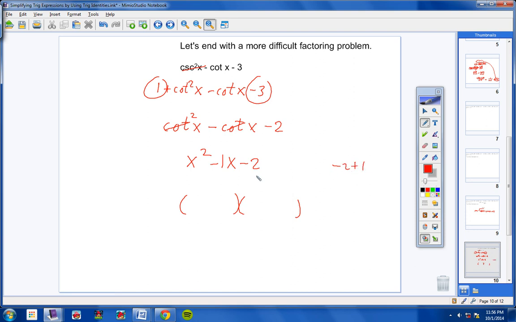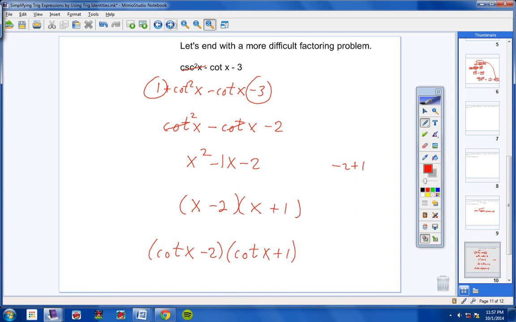When you multiply them, you get a negative 2. When you combine them, you get negative 1. Sure, it would be. So x minus 2, x plus 1. Look at that. And then go ahead and put the cotangent back in. So your final answer would be cotangent x minus 2, cotangent x plus 1. Look at that. All right, and we factored it.